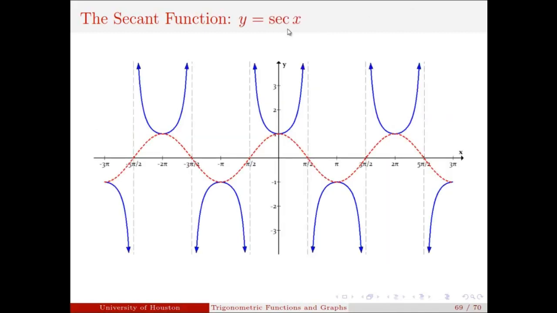Since secant x is 1 over cosine x, we'll draw the graph of cosine x in red as a point of reference. Taking into account the location of the asymptotes at the odd multiples of pi over 2, and the fact that the reciprocal of a y value which is less than 1 results in a value which is greater than 1, we obtain the graph of the secant function.